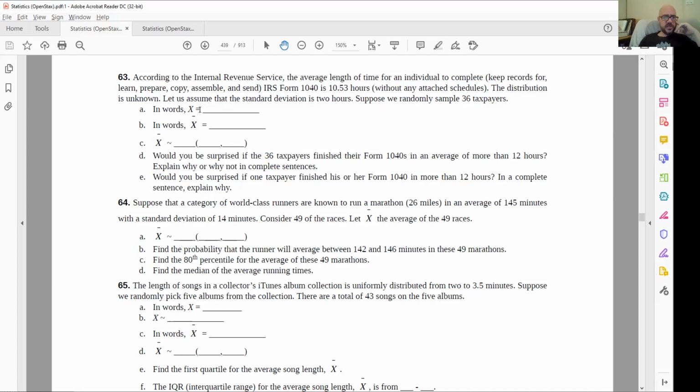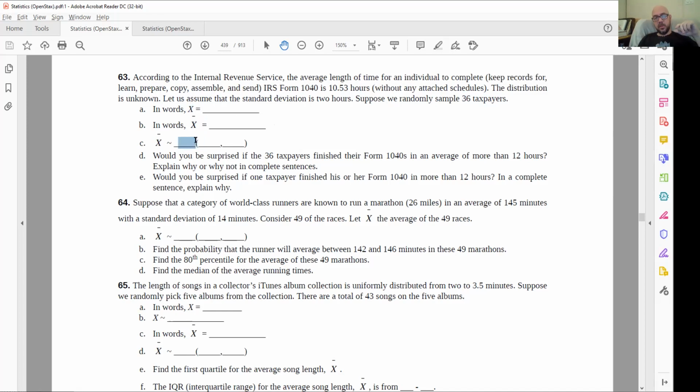All right, so X is the population distribution. It's the distribution of lengths of time that taxpayers take to fill out their 1040s. X bar is the average length of time 36 randomly selected taxpayers take to fill out their 1040s. So this is the distribution of a bunch of averages. X is the distribution of a bunch of people doing their tax returns one person at a time. X bar is groups of 36 people, the average time of a group of 36 people.